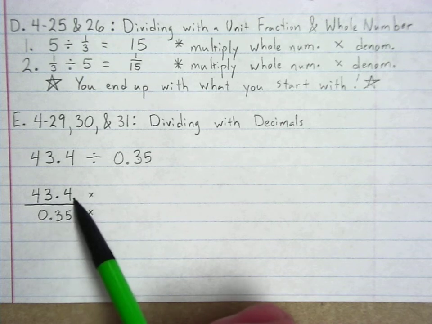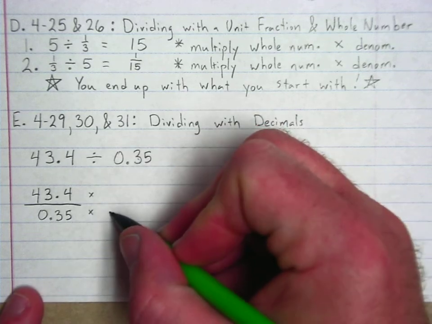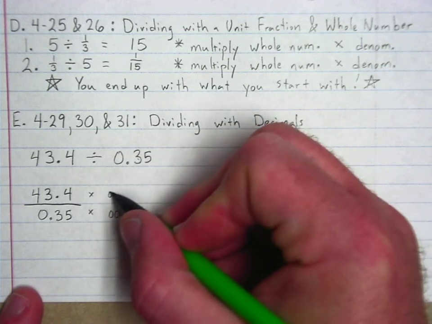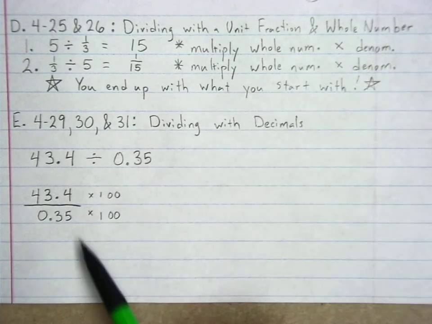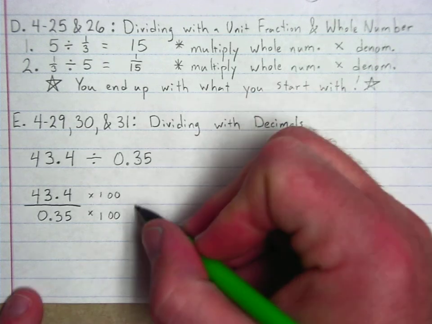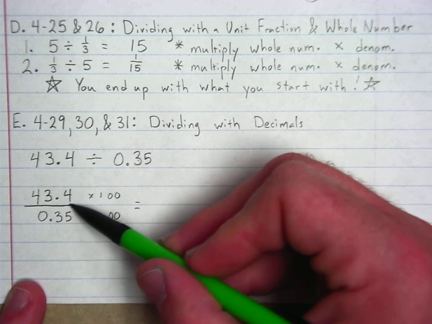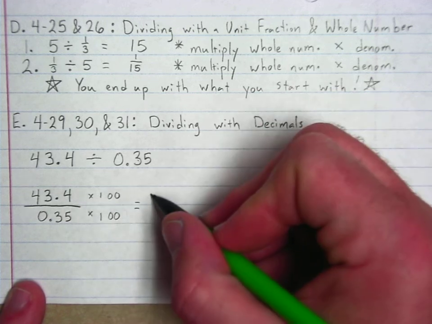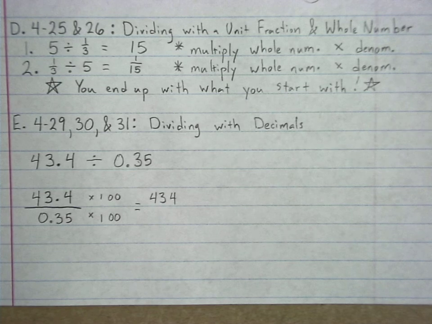This has 1 decimal place. This has 2. So I'm going to need something with 2 zeros, a 1 with 2 zeros specifically, to clear out decimals above and below. Now if I do that, 43.4, I'm going to move over 1, 2 places. So it moves over past the 4.